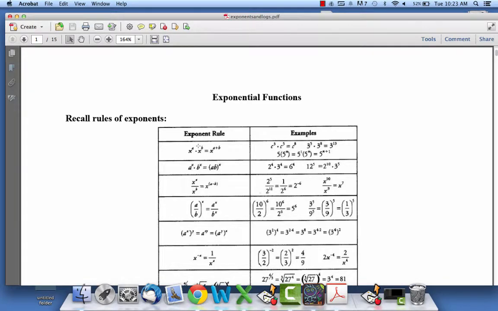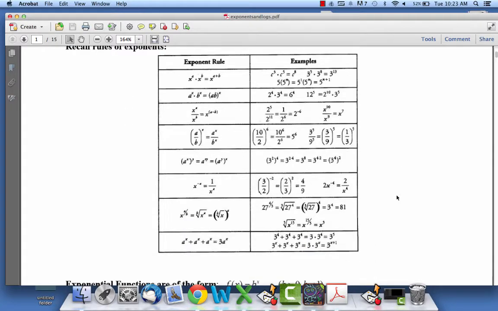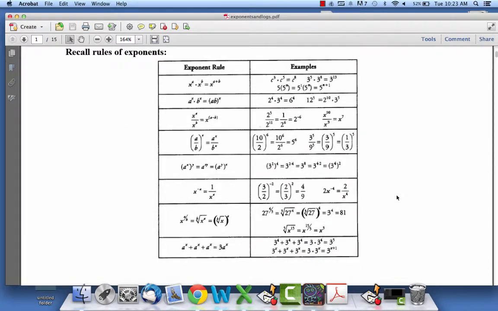Okay, so I've posted this PDF. In the beginning here, this is just a reminder of rules of exponents. Particular focus on these two. I think that because a negative exponent becomes a fraction and a fractional exponent becomes a root, that's why people get it confused, but that's the most common thing for people to forget.